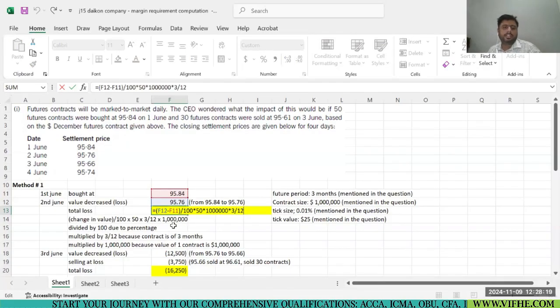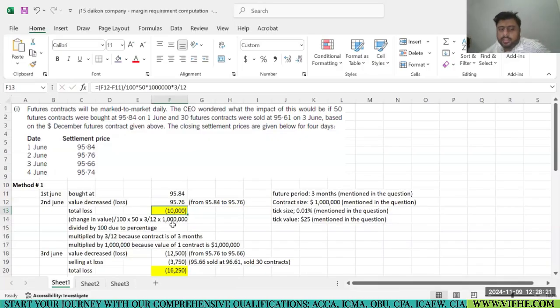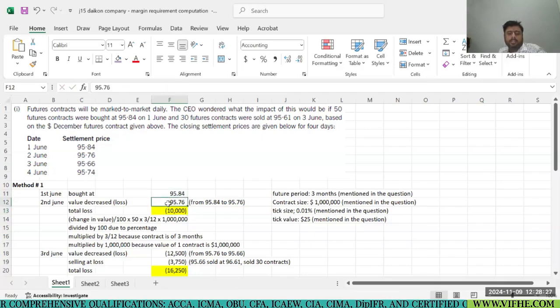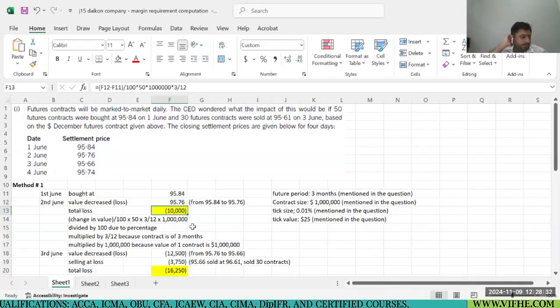Do you all understand that on the first day there will be a loss of 10,000? If I mark to market my product daily, I bought something at 95.84, but now it is valued at 95.76. So there is a total loss of 10,000. Understood? Understood this thing? Please, I need participation. Okay. Now this was the loss on first day.